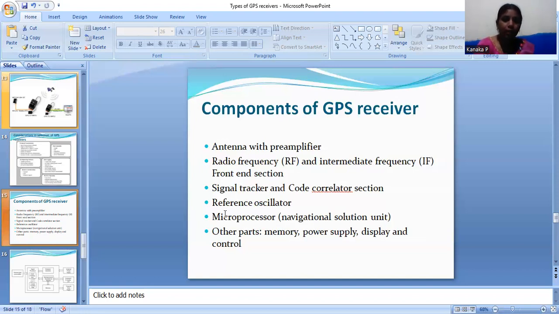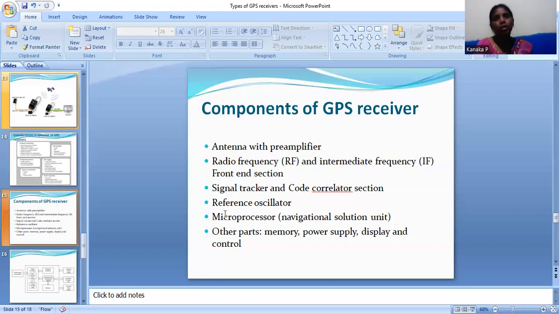The principle of EDM is presented by the basic equation of the system. M is the integer part of the wavelength, delta lambda is the fractional part of the wavelength, phi divided by 2 pi into lambda. So lambda means wavelength, phi means phase difference. So that is called the phase difference method.